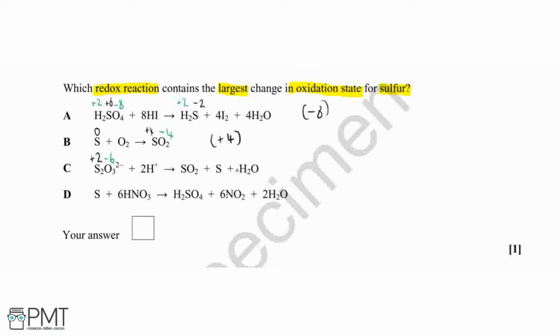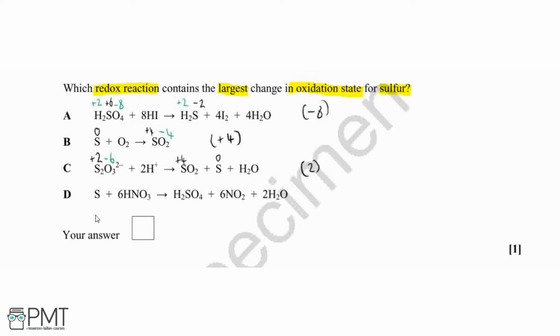So our elemental sulfur, we know, has an oxidation state of 0. And then our sulfur dioxide, we worked out above, will have an oxidation state for the sulfur of +4. So our biggest change here is just a change of 2. So we've got a change of -2 and a change of +2 there. So let's look at the last equation now.